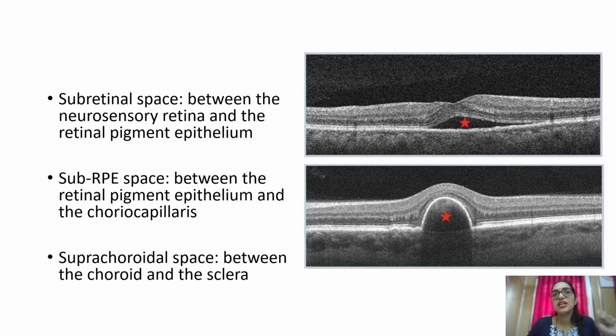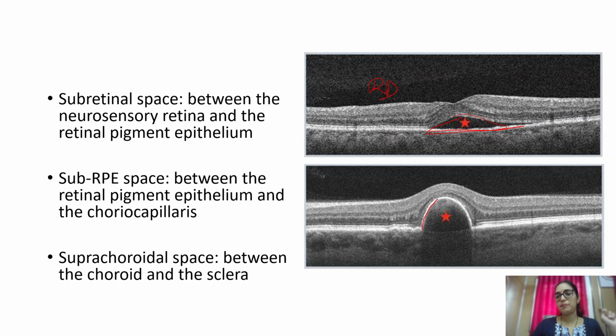And when you say retinal detachment or subretinal fluid, we mean that the fluid or detachment is between the neurosensory retina and the RPE. This bright line is the RPE. So this is a neurosensory detachment, and if this becomes a very big one, you can call it a retinal detachment.